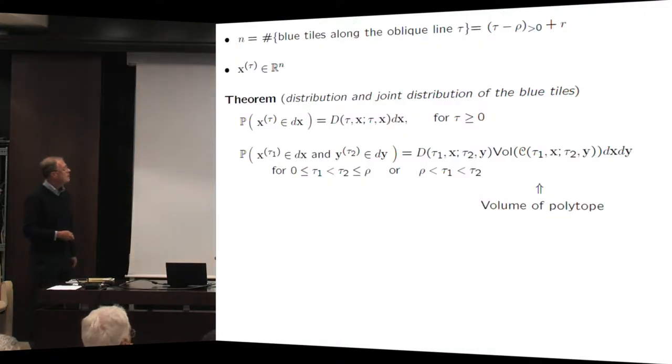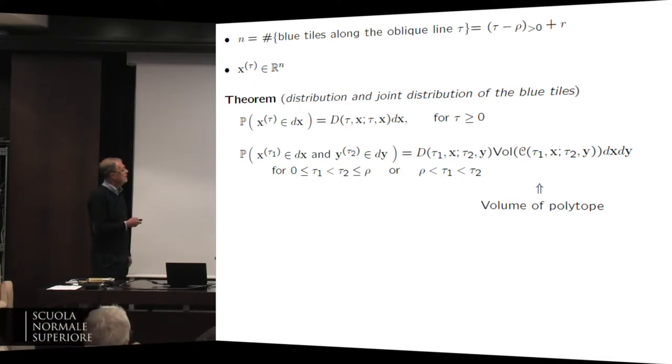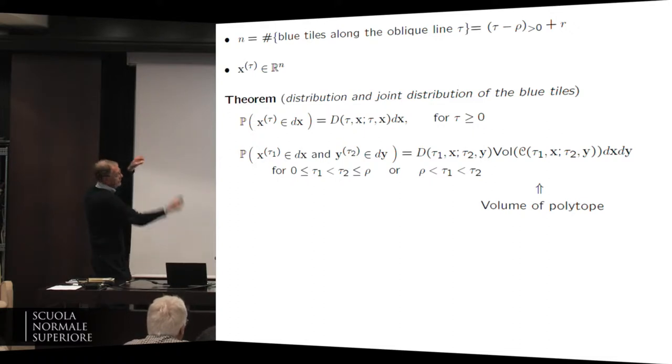And so let me tell you what the result is. The probability that x tau is in dx is equal to, I mean, the density is equal to some function which I will call d. Okay. The joint distribution of x tau 1 and y tau 2 along different lines. I have a line tau 1, I have a line tau 2. I looked at the probability that those particles lie in dx and in dy. That's equal to that d, that density, times the volume of some polytope. Okay. There's a polytope. I don't want to go much into that, but it's essentially the volume of the interlacing particles, the volume of the object that you get with this interlacing.